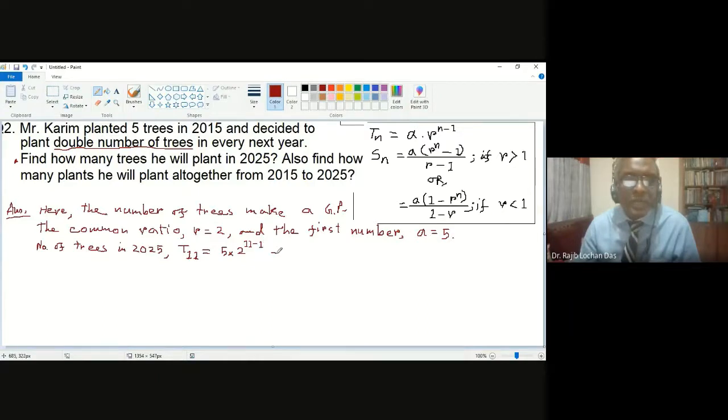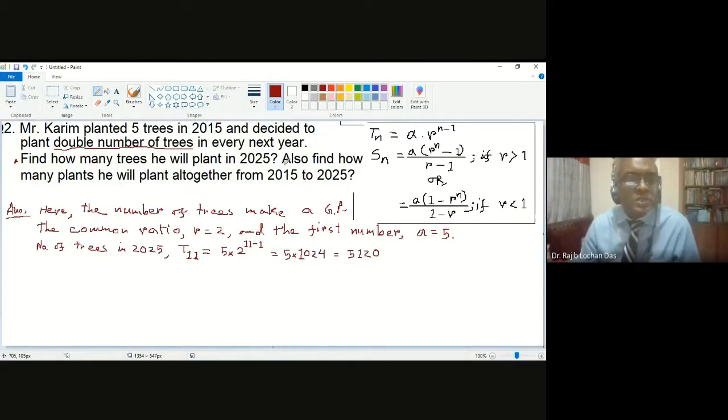So it will be 5 into 2 to the power 10. So 5 into 1024, and 5 into 1024 means 5120. So that will be the number of trees in 2025. So it is done. This is the first part of the question.